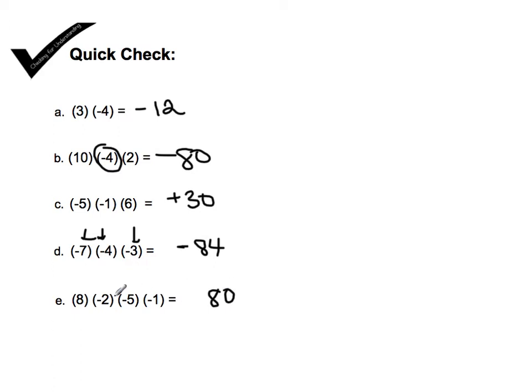And you have three negative integers. Remember, the positive ones don't matter; it's how many negative integers you're multiplying together. So you have a negative 80.